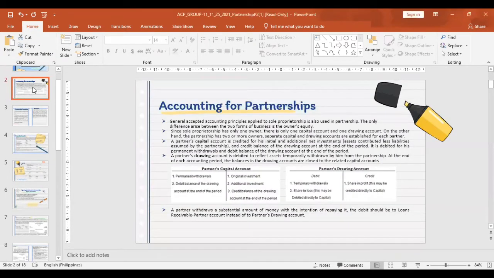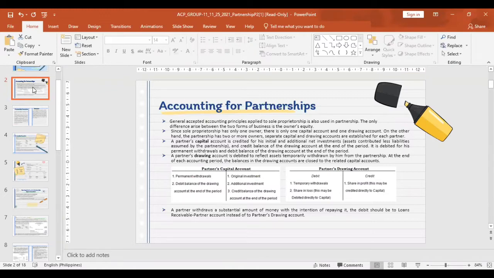So, accounting for partnerships. Generally accepted accounting principles or the GAAP applied to sole proprietorship is also used in the partnership. So, the only difference between the two is the owner's equity. Siyempre, sa partnership, two or more na siya, so dalawang account na yun, or tatlo or apat, depende na kung ilan sila. Since sole proprietorship has only one owner, there is only one capital account. On the other hand, sa partnership, marami na sila, so marami nang capital account ang mailalagay dun sa financial statements niya.